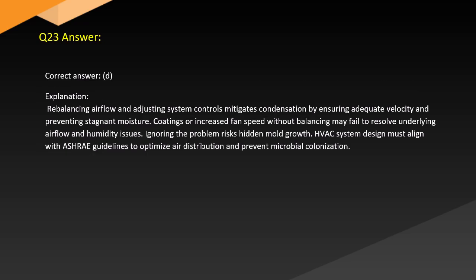Answer. Correct answer. D. Explanation. Rebalancing airflow and adjusting system controls mitigates condensation by ensuring adequate velocity and preventing stagnant moisture. Coatings or increased fan speed without balancing may fail to resolve underlying airflow and humidity issues. Ignoring the problem risks hidden mold growth. HVAC system design must align with ASHRAE guidelines to optimize air distribution and prevent microbial colonization.